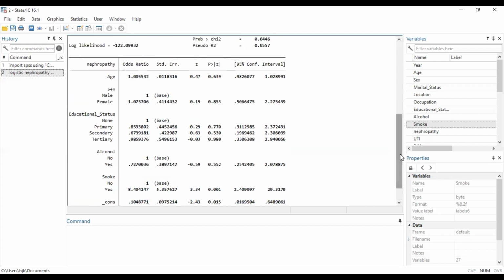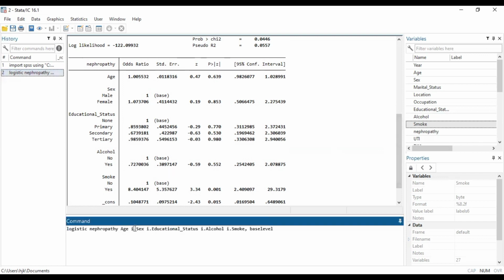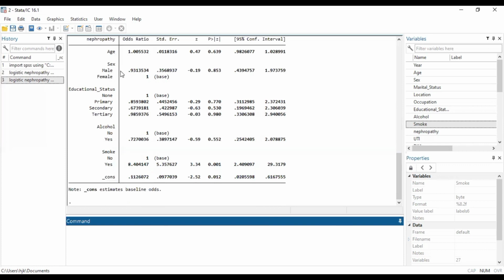So basically, this is how you can run a logistic regression analysis in STATA, and also be able to make meaning out of the odds ratios that are given. Now, if you want to change the base level or the reference group, so for example, if we want to change the reference from male to female, we just change the code to B2. And when we run it, we realize that now females are 1 and then males are now not the reference. So basically, this is how you can tweak around to change the categories if you wish.